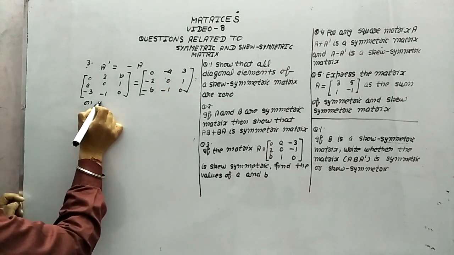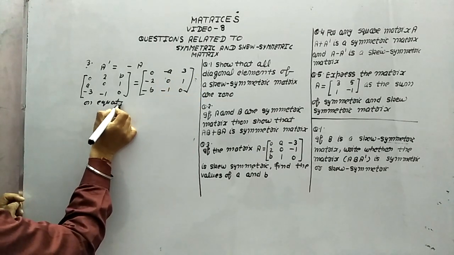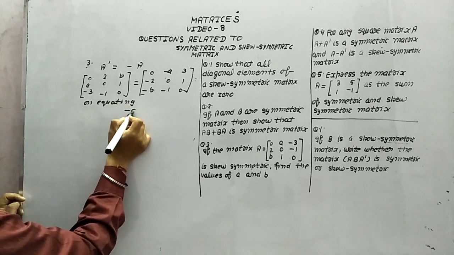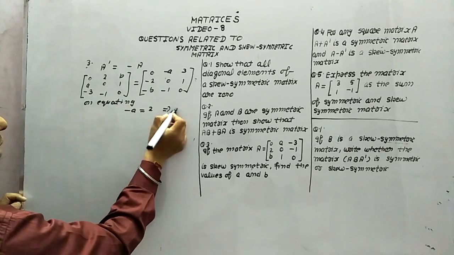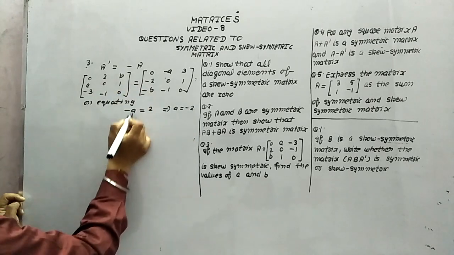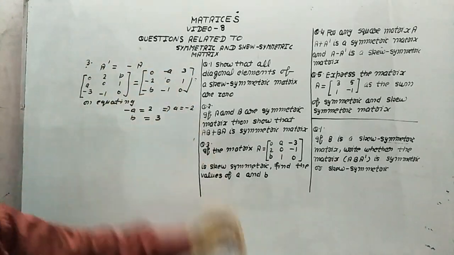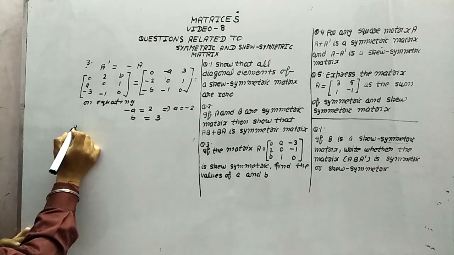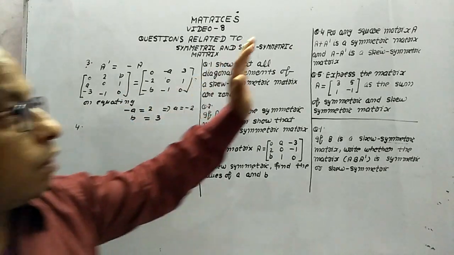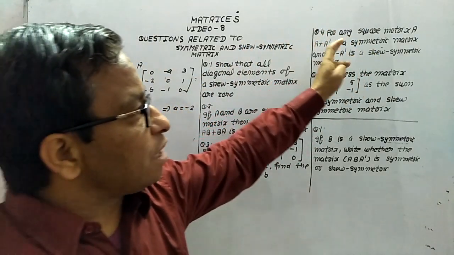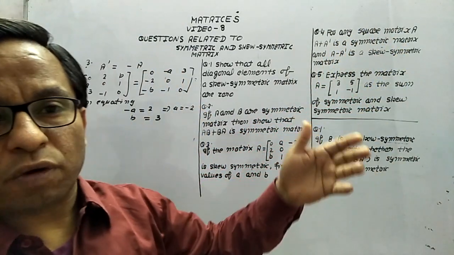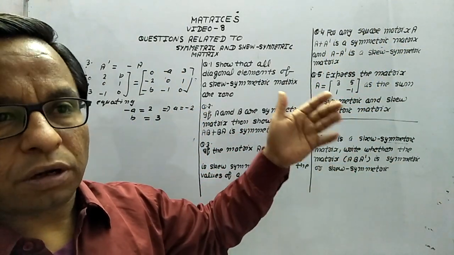On equating, once you do the equating of matrices, what will come? Minus a is equal to 2. It implies that a is equal to minus 2 and b is equal to 3. This is the answer. Now question number 4. In question number 4, we have to show that for any square matrix A, what is the meaning of a square matrix? 2 by 2 or 3 by 3.